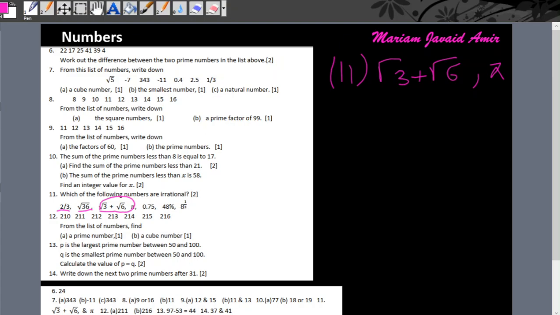Okay. Then we have 0.75, which can be written as 75 over 100. 48% can be written as 48 over 100. 8 whole 1 over 3 can be written as a fraction too. So the only irrational numbers in the list are these two. Okay. Question 12.